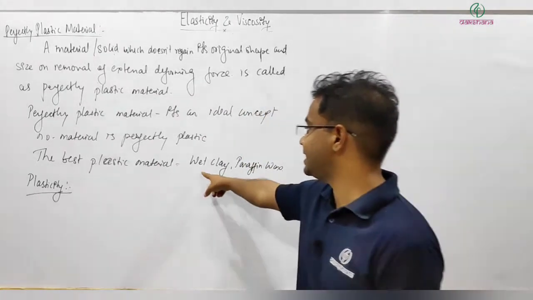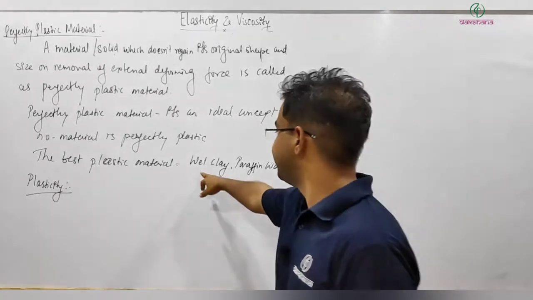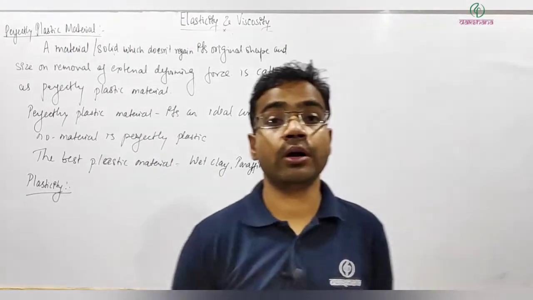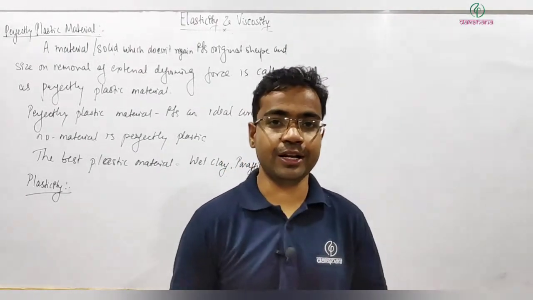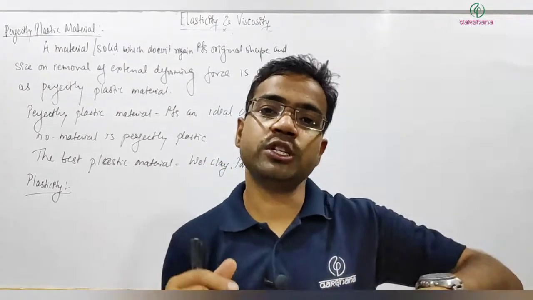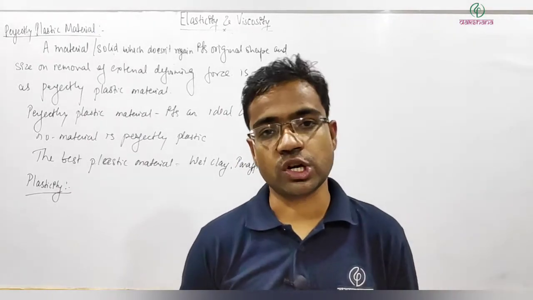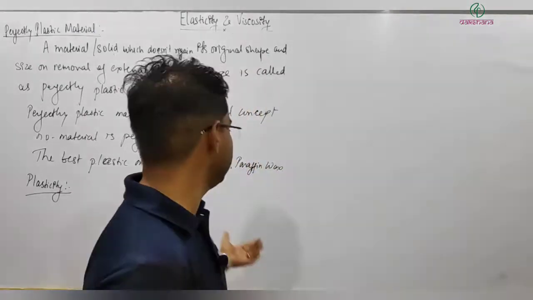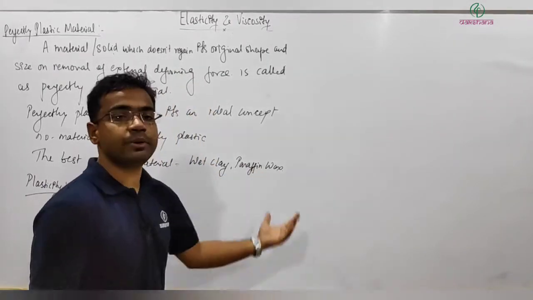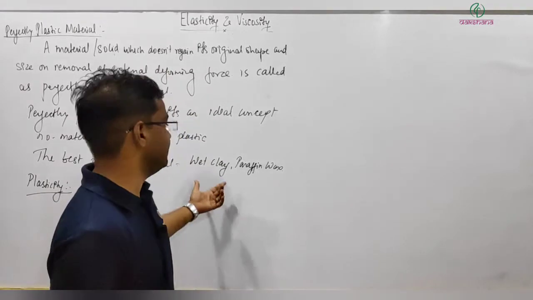It's like wet clay, mitti, and paraffin wax. These are two examples which you can say are almost perfectly plastic materials. With wet clay, whatever shape you give it, it will simply stay in that shape, and it will not try to restore its original shape and size. So these are two examples which almost approach the definition of perfectly plastic material.